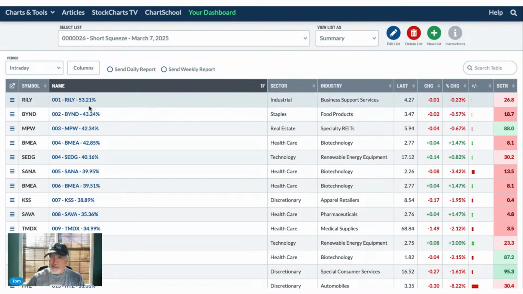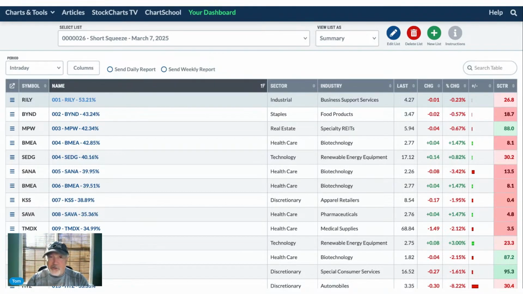53% of the float. If this stock were to start taking off, all of a sudden it's going to be like being in a crowded movie theater and somebody yells fire. Everybody's going to try and file out of that one door at the bottom and people are going to be getting trampled. That's kind of what a short squeeze is. Everybody's trying to get out at the same time, and that's what sends the stock soaring.